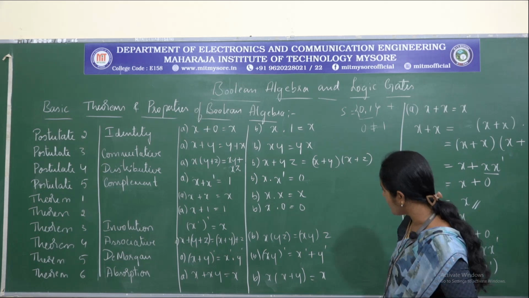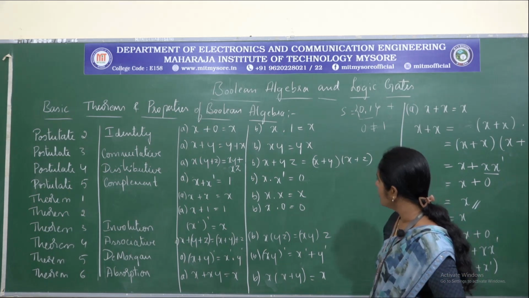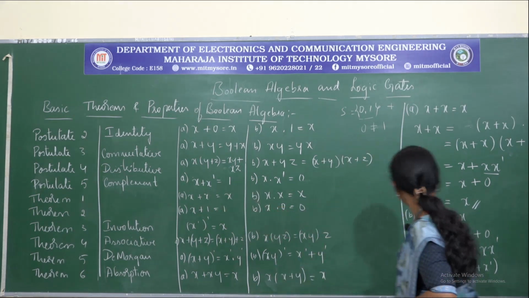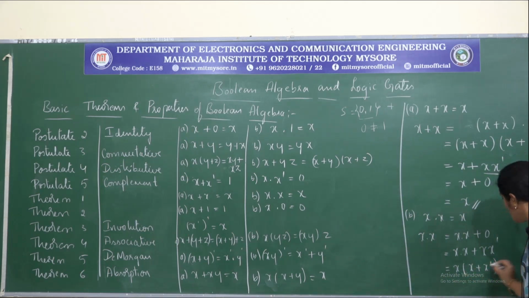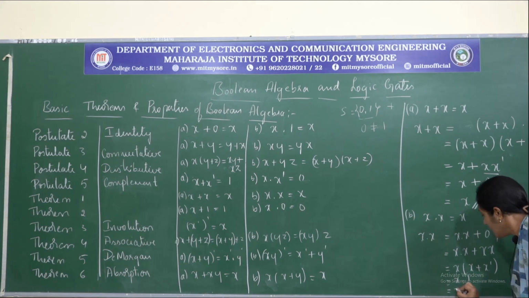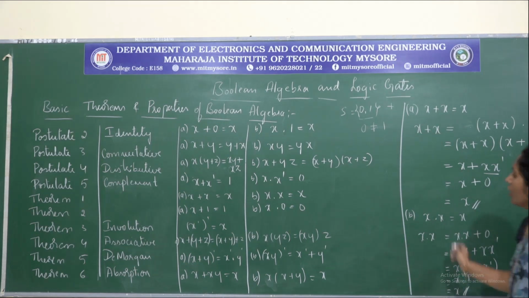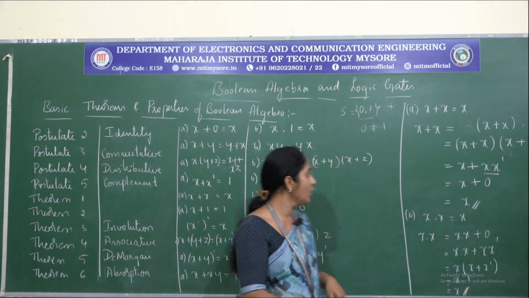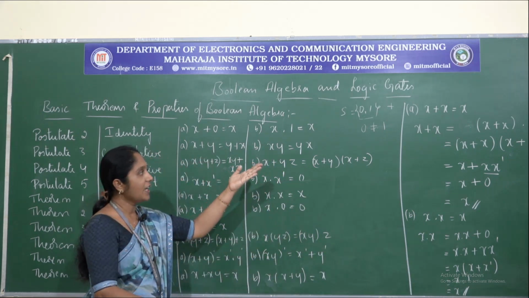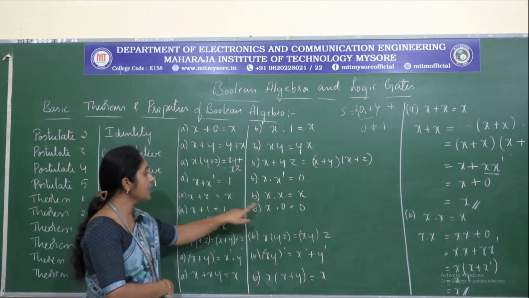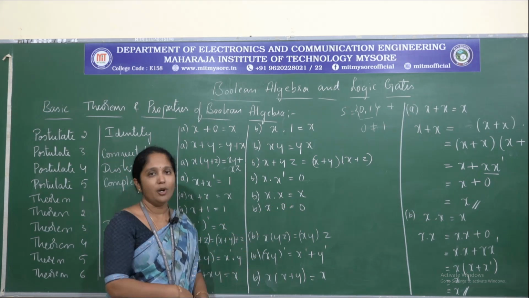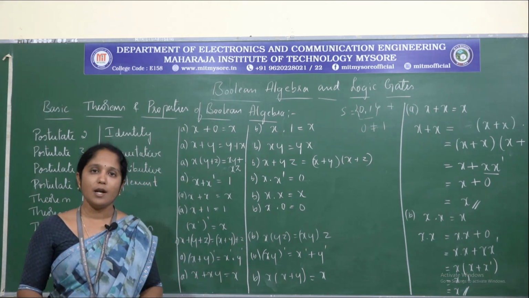Here we have x plus x dash, which is equal to 1. Therefore this becomes x dot 1, which is equal to x. Therefore it is proved that theorem 1 holds. We can say x plus x is equal to x and x dot x is equal to x. So this is the proof for theorem 1.